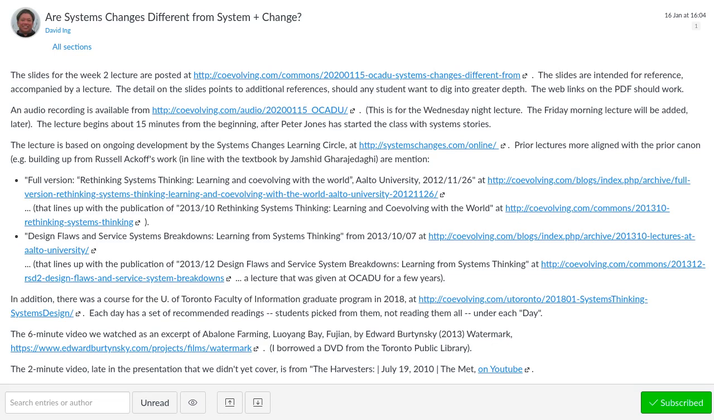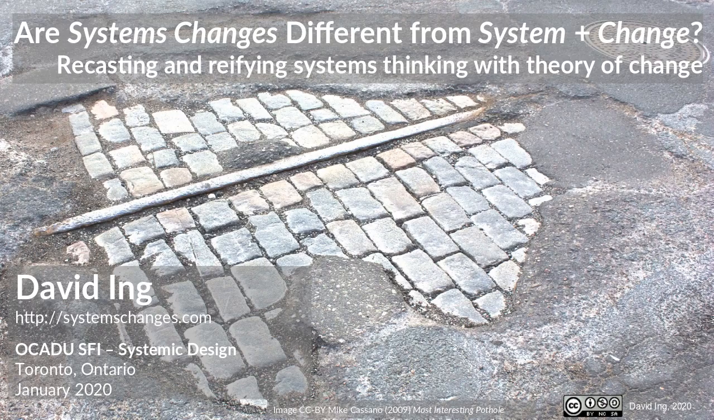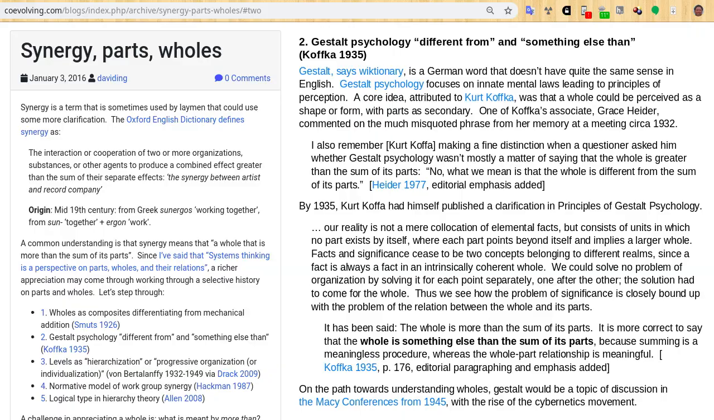So, with that expectation, we are going to talk about this question: are system changes different from system and change? Because we have an idea, systems change, as opposed to this new idea. I have a blog post talking about synergy and parts and wholes. And so people want to talk about systems, and they talk about gestalt. The way I encountered this was I started running down this idea that the whole is more than the sum of the parts. You've heard that before. The whole is more than the sum of the parts, right?